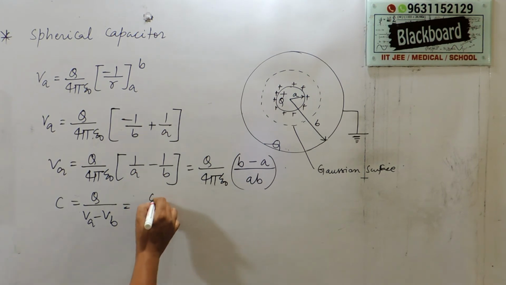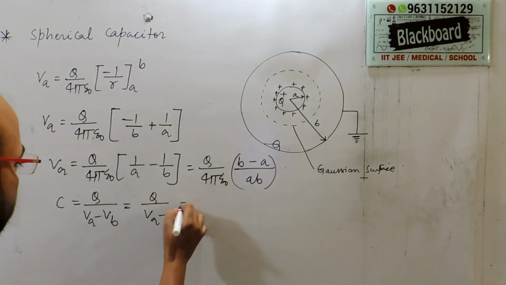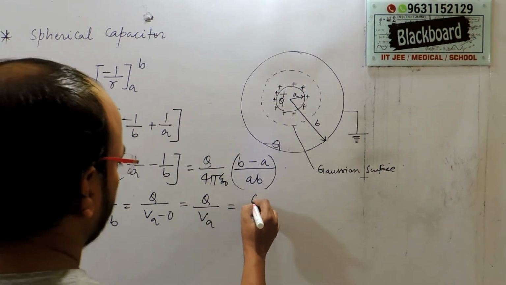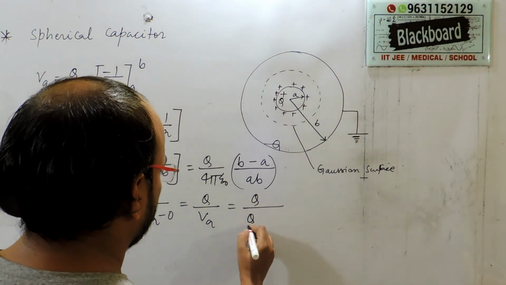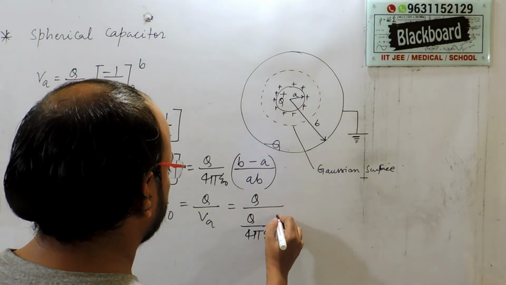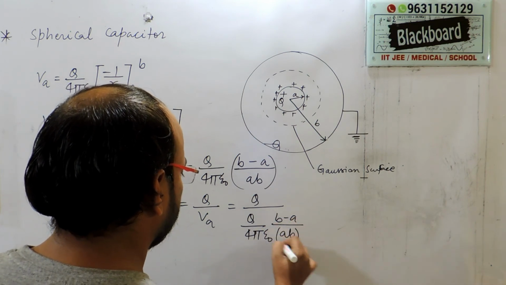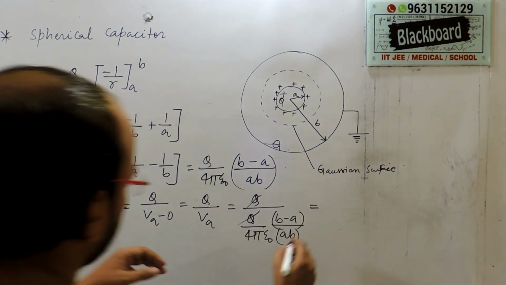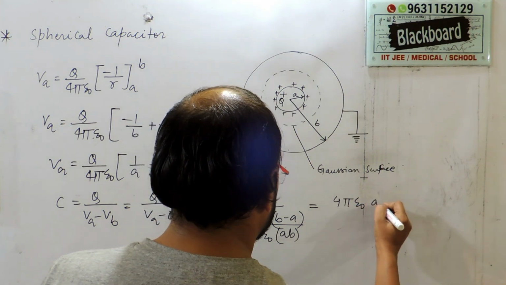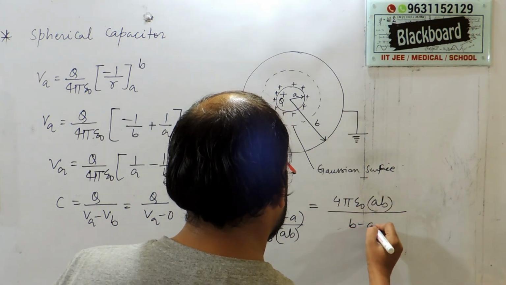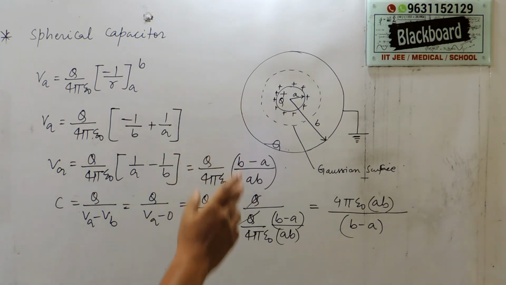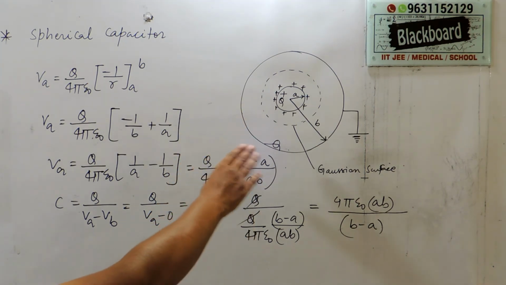Therefore, the capacitance C is equal to q over VA minus VB, and here VB is 0. So C is q by VA, and putting the value of VA, this is q by q by 4 pi epsilon naught into b minus a by ab. You can cancel out q, so this equals 4 pi epsilon naught ab divided by b minus a. This is the capacitance of the spherical capacitor, which consists of two concentric spherical conducting shells having radius a and b.